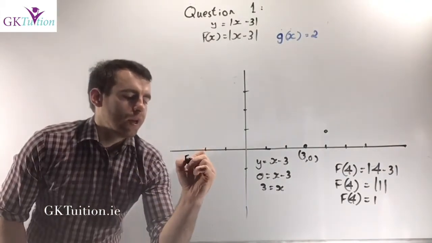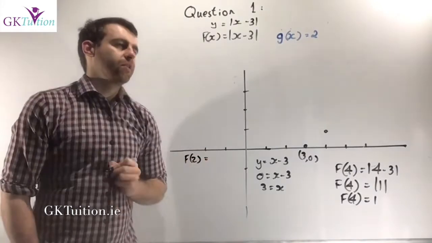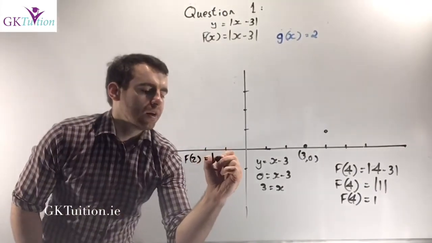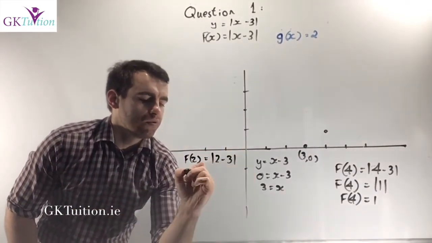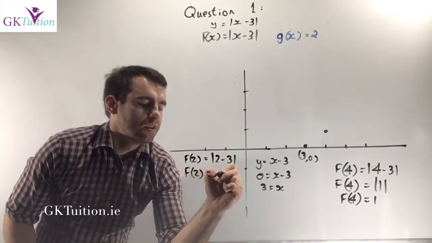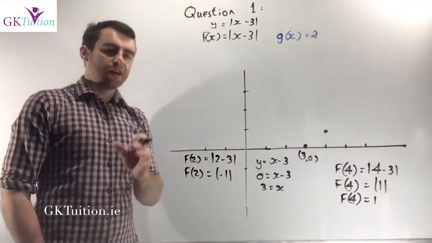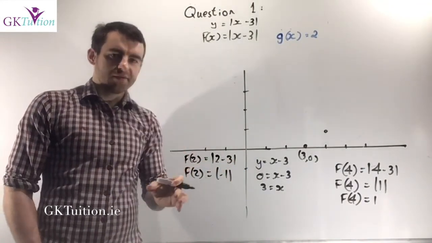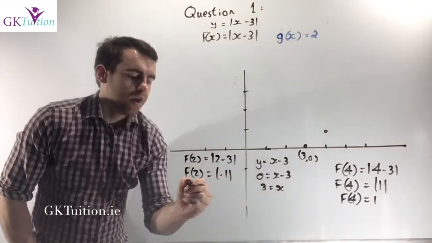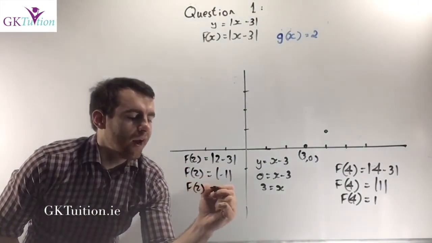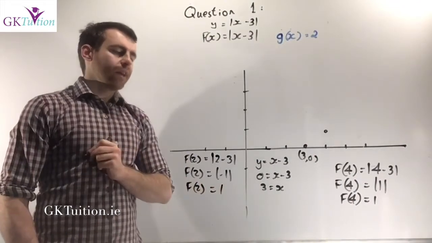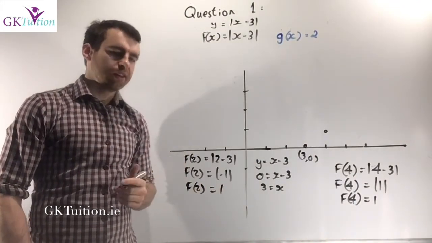So I'm now going to sub in, and I'm going to work out what is f of 2. In order to do that, I'll get the modulus of 2 minus 3. 2 minus 3 is obviously just minus 1. And if I want the modulus of a negative, I just ignore the negative. The modulus of minus 1 is in fact plus 1. So I can now say that when x equals 2, y is equal to 1.